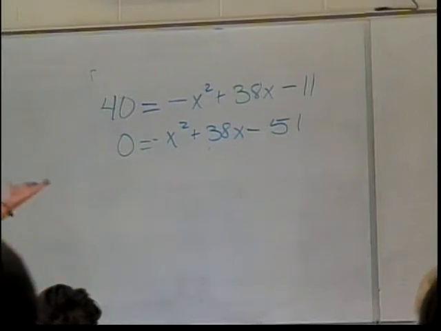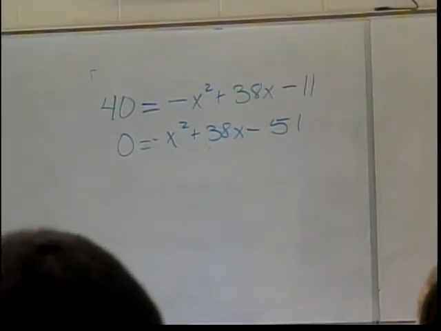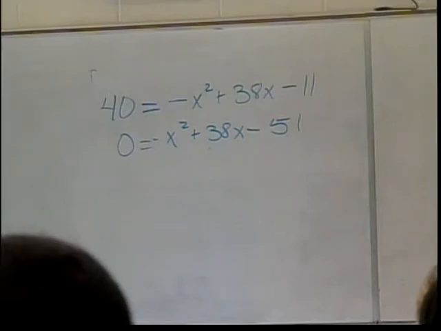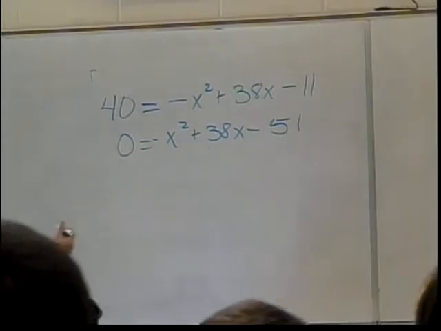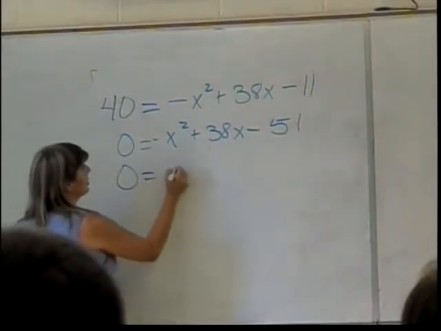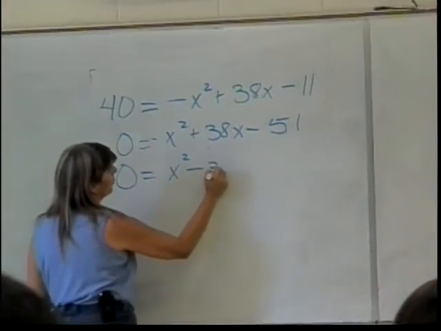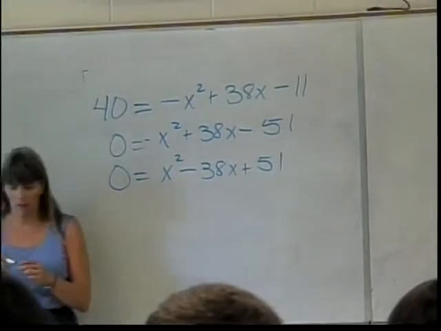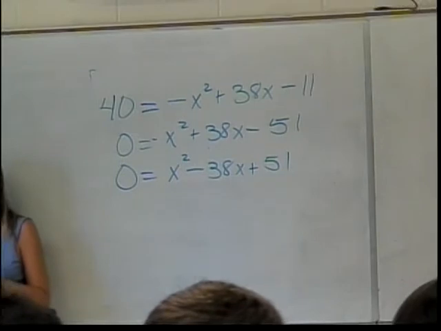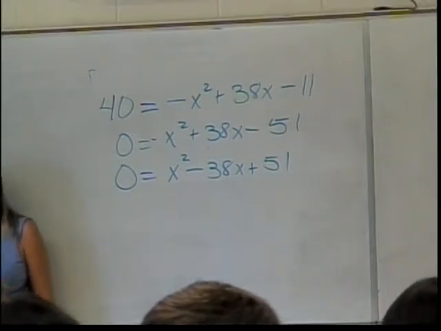What do I do now? Oh, come on, you guys understand. Can't you just take out the negative? Okay, and do what with it? Multiply both sides by -1. Okay, so I'll have 0 equals x squared minus 38x plus 51. Okay, now what? Now you can factor. Can I factor that?